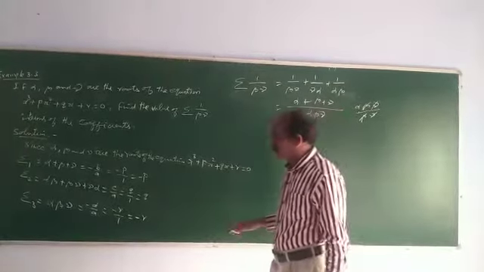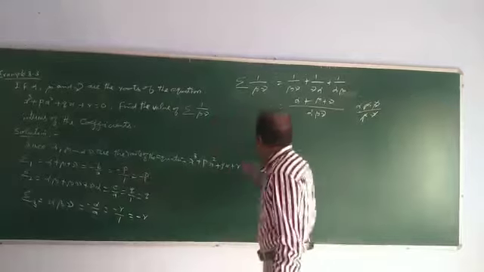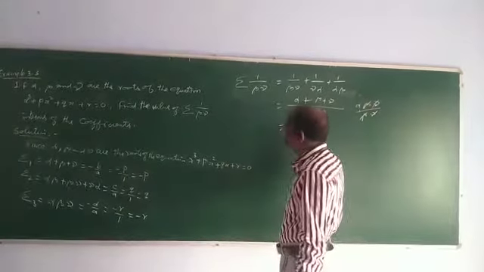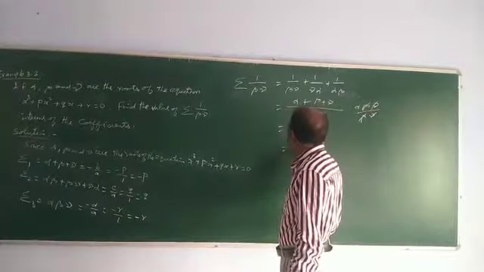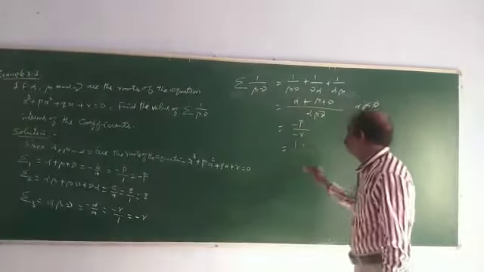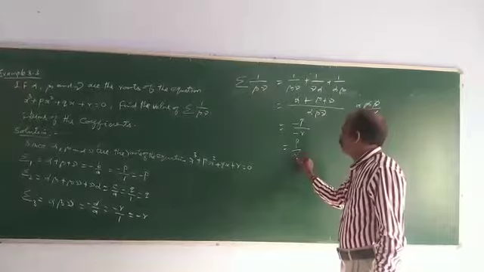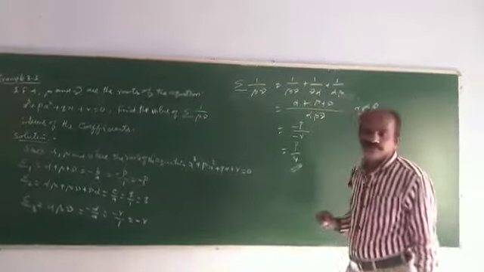What is the value of alpha plus beta plus gamma? Minus p, divided by alpha beta gamma, minus r. Minus minus cancel, that is equal to p divided by r. That's the answer.